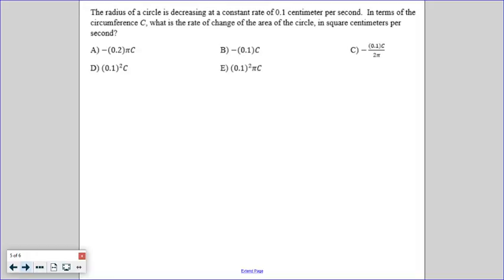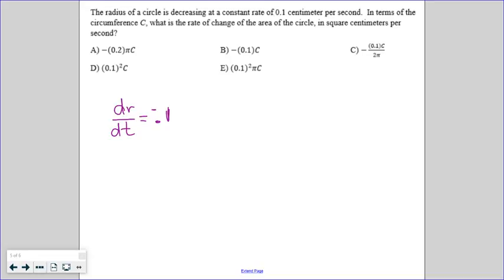And another one here, the radius of a circle is decreasing at a constant rate of 0.1 centimeters per second. Ooh, this one is a tricky one in the wording here, and we're going to come back to this. In terms of the circumference, what is the rate of change of the area of the circle in square centimeters per second? So first of all, we've got a rate of change of our radius over time. They tell us the radius of a circle is decreasing at a constant rate of 0.1. So if it is decreasing, that rate is a negative 0.1 centimeters per second.